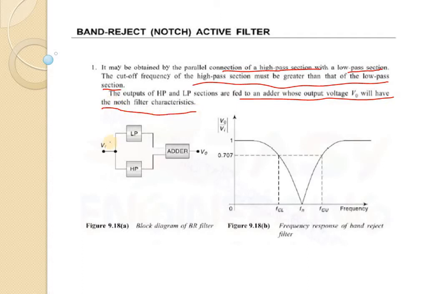That means our input voltage is Vi here, and the low pass filter and high pass filter are in parallel, and then their outputs are added with the adder and we get the output voltage. And this is the frequency response of the band reject filter. Here a particular band is rejected and the other part is accepted. So this is the band reject filter frequency response, and it is the block diagram for the band reject filter.